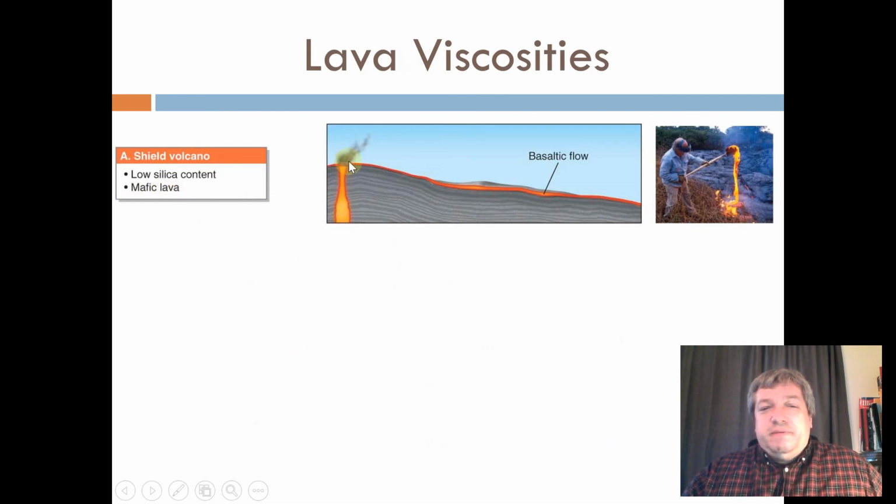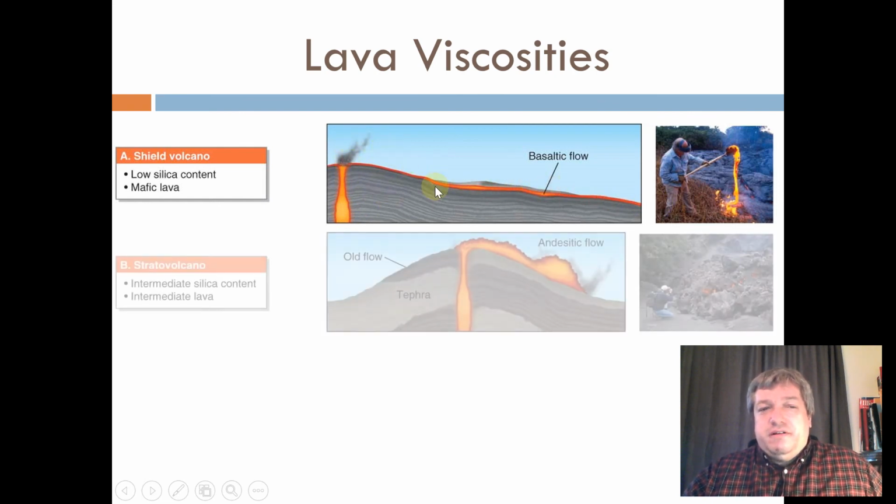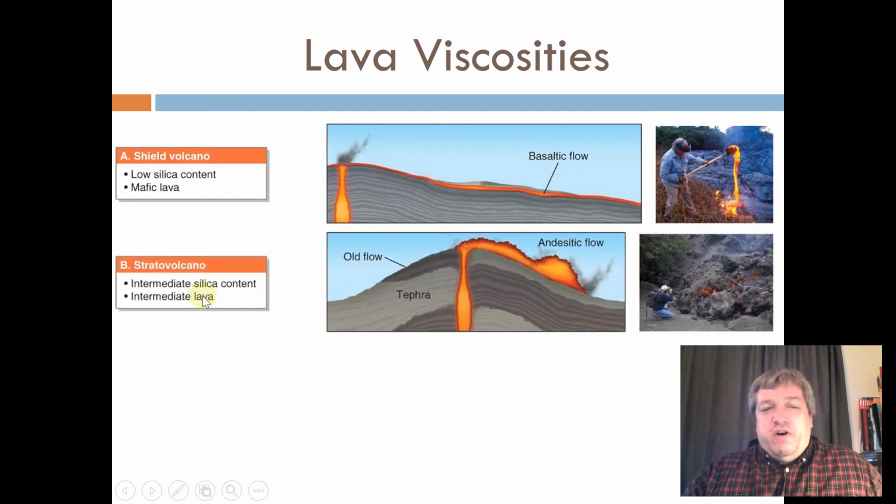When the lava erupts, it just basically runs down the side like water coming off of a hill. It doesn't allow it to build those steep angles. Whereas a stratovolcano has that thicker lava, so it kind of just rolls down the side of the hill. You can see the difference here. This lava is almost like chunky rock, and this is like liquid rock.